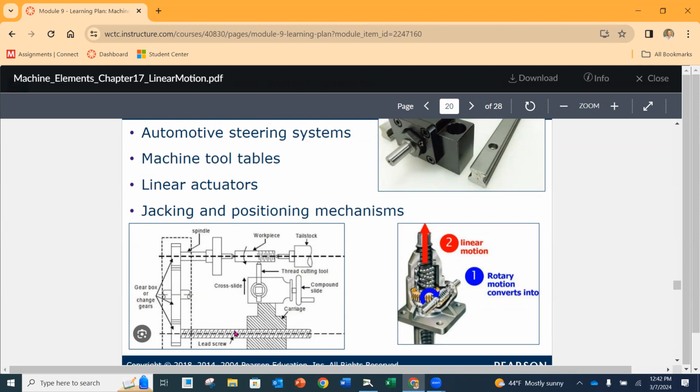Now, Ryan happens to be an expert on lead screws and ball screws, aren't you? Or you used them a lot. You used them a lot in application.